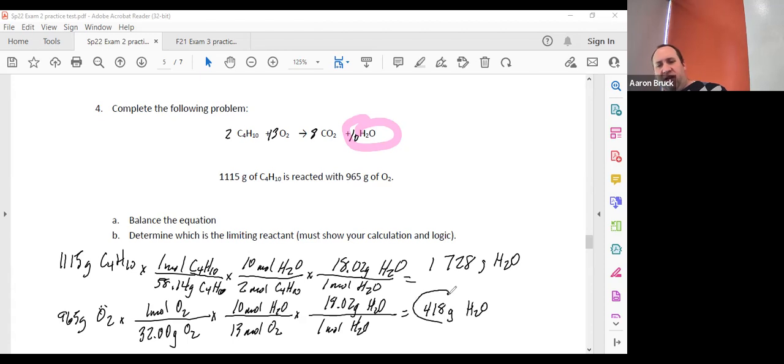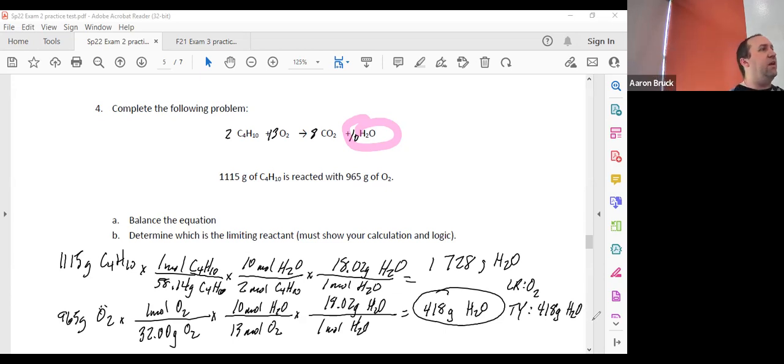So this result tells us two things. First of all, it tells us that the limiting reactant is oxygen, because oxygen made far less product than the butane did. The other thing it tells us is that the theoretical yield of water is 418 grams. Another important piece of information, since 2 questions down from here, it asks us exactly that.